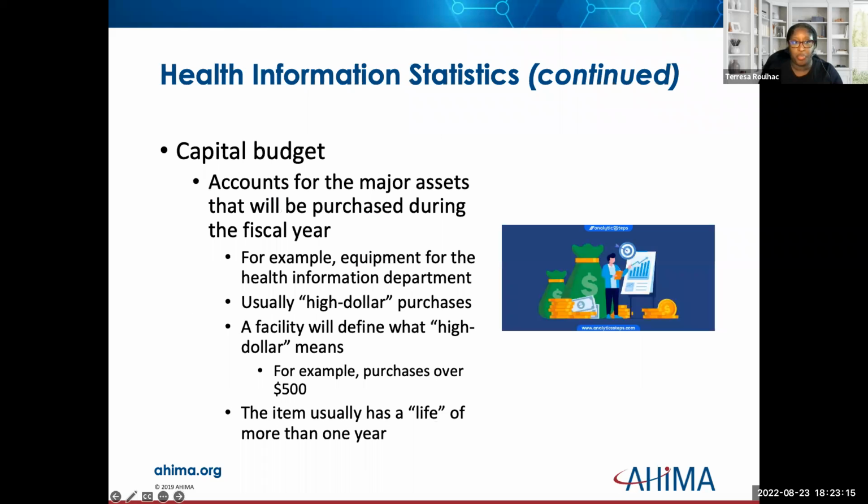We look at our capital budgets. Accounts for the major assets that will be purchased during the fiscal year. We have something that we need, we're allocating for it. We're talking about our high dollar big purchases. In the operating room, this would be maybe a big x-ray machine or a robotic machine, something that's going to have a lot of dollar signs in order for us to obtain it.